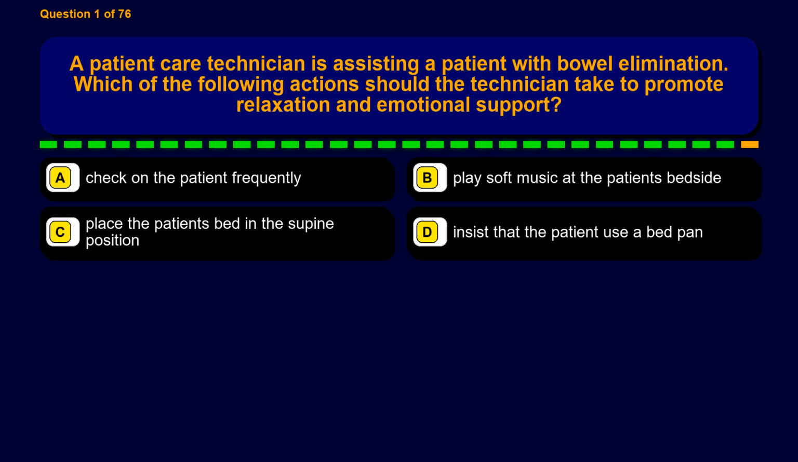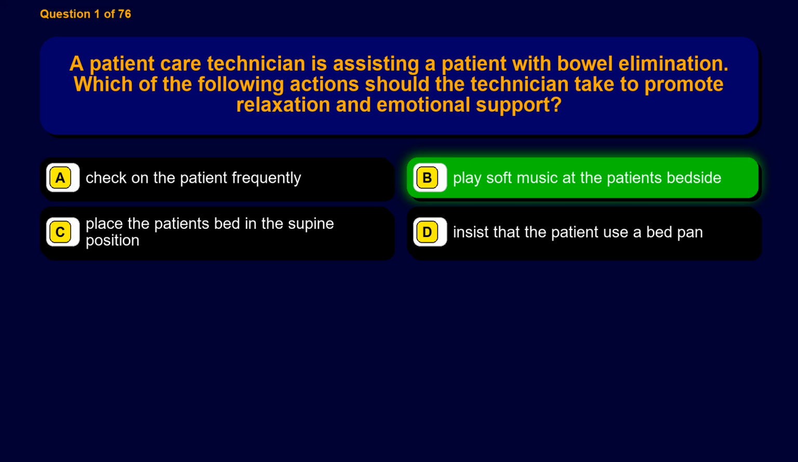Question 1. A patient care technician is assisting a patient with bowel elimination. Which of the following actions should the technician take to promote relaxation and emotional support? Option A. Check on the patient frequently. Option B. Play soft music at the patient's bedside. Option C. Place the patient's bed in the supine position. Option D. Insist that the patient use a bedpan.